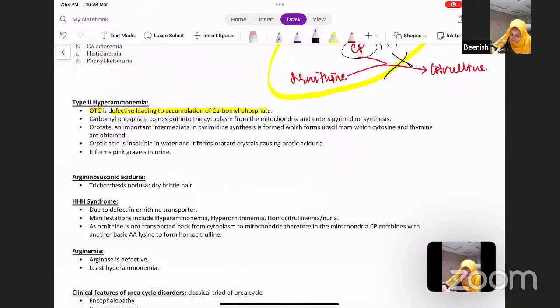So that is the peculiarity of type 2 hyperammonemia. Let's see what it says. Carbamoyl phosphate comes out of the mitochondria into the cytoplasm and enters into pyrimidine synthesis, because it is accumulating. Orotate, an important intermediate in pyrimidine synthesis, is formed, which forms uracil, which ultimately forms cytosine and thymine. Now, orotic acid is insoluble in water and forms orotate crystals, causing orotic aciduria. So your orotate crystals are accumulating, leading to orotic aciduria. It forms pink gravel in the urine.